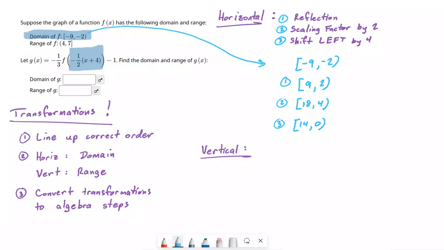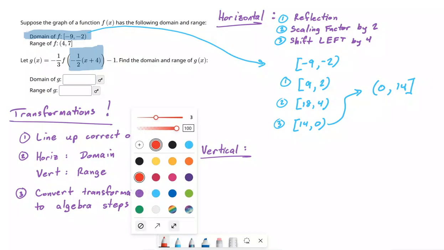You could write this as your answer, except for one thing. With interval notation, you have to go from negative numbers on the left to positive numbers on the right. And this turned out to be backwards because of that flip we did with the reflection. So we're just going to rewrite this and say 0 to 14, preserving the brackets and parentheses wherever they should be. And that is my answer for the domain of the transformed function g of x.